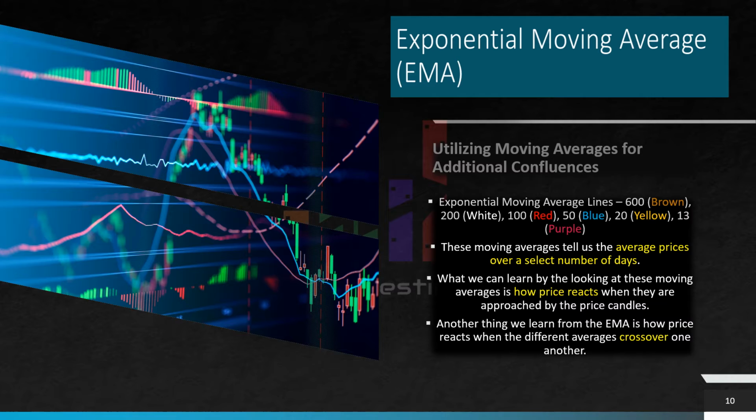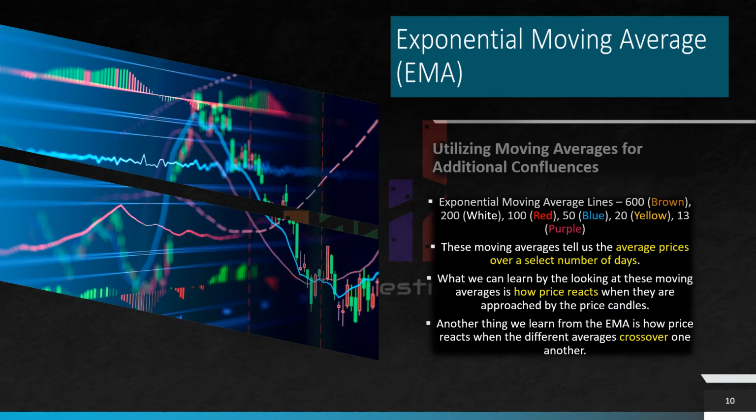Now that we know that the EMA tells us about the average price over a select number of days, what information do we learn from them? First, we learn by looking at these moving averages how price is reacting when they approach the candles of price. Does price simply pass through them unaffected, or is there a reaction? Since the information is in the past, we can see if there is any historical pattern to how price has reacted to those same average prices.